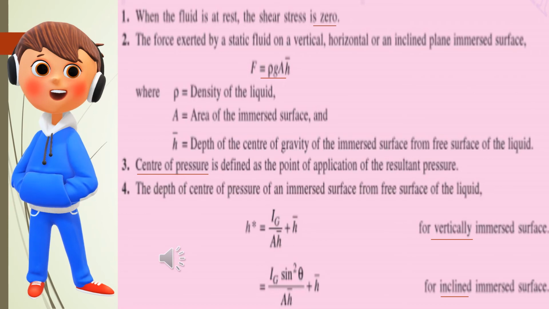First one, answer is 0. Second one, capital F equal to rho G capital A into H bar. Third one, center of pressure. Fourth one, for vertically immersed surface. Another one is for inclined immersed surface.